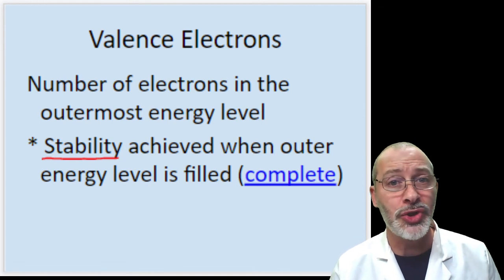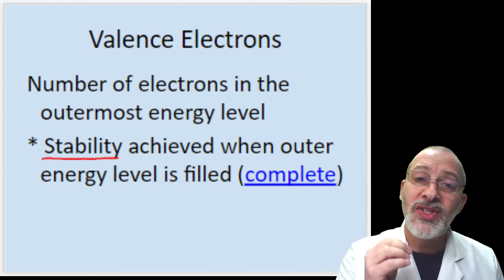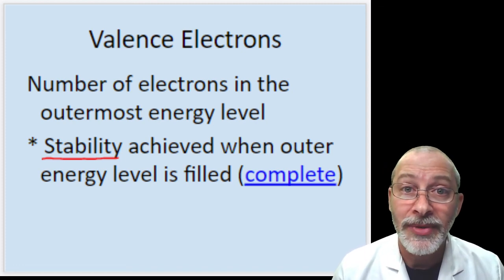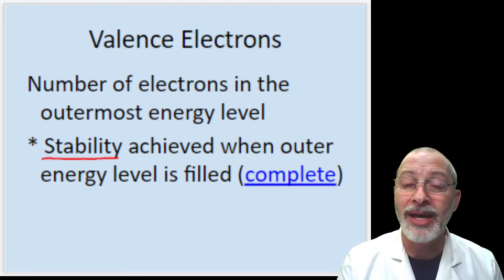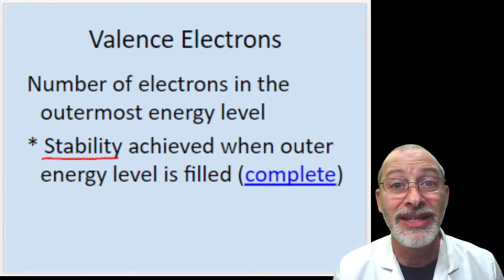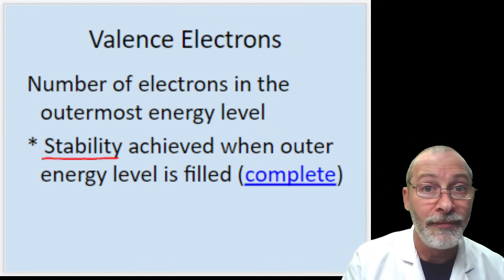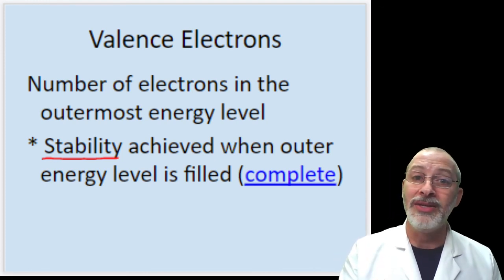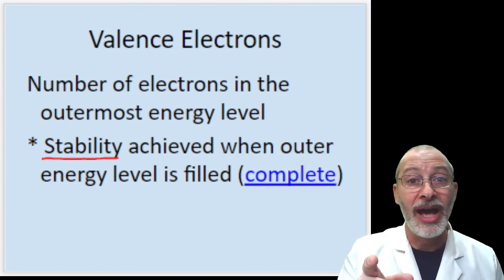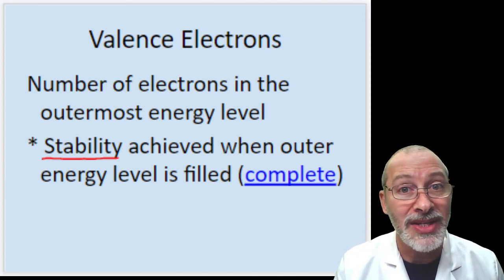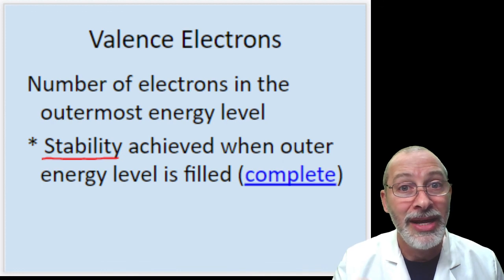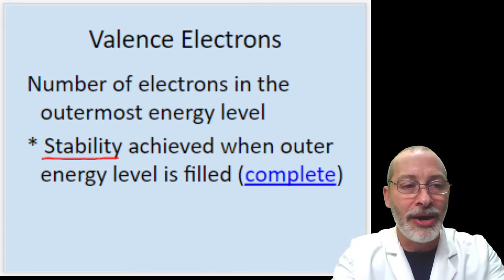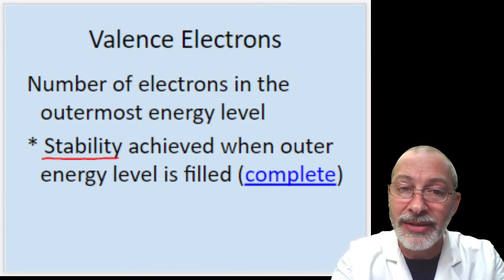And when it comes to chemistry, atoms are stable when their outer energy level is complete, which is why you need to memorize and know what the seating capacity is of each energy level. Because when that outermost energy level is complete, then that atom is stable, like the noble gases. Look at the periodic table again. All of those noble gases are completely stable because their outer energy level is complete.